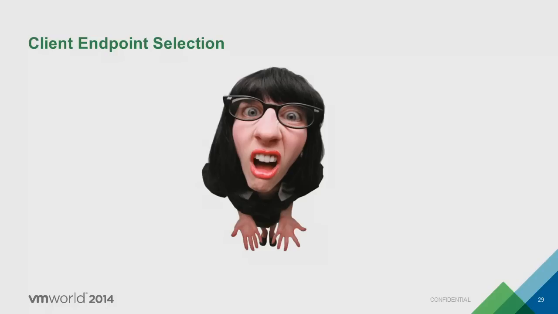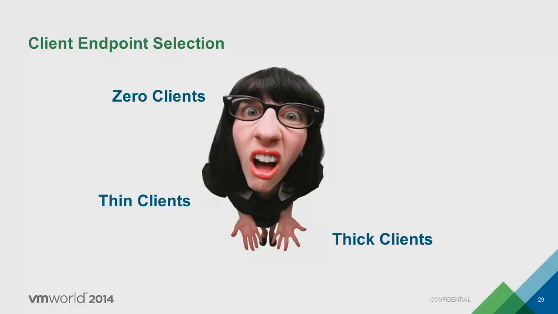So, endpoint selection. Certainly when I first started with VDI, it was pretty straightforward. You had a PC, you installed the software client on it, you connected to your desktop, and that was your only option. But nowadays, we have zero clients, thin clients, thick clients, mobile clients. And a lot of customers are like, well, okay, how do we know which ones we should pick? What should we do?